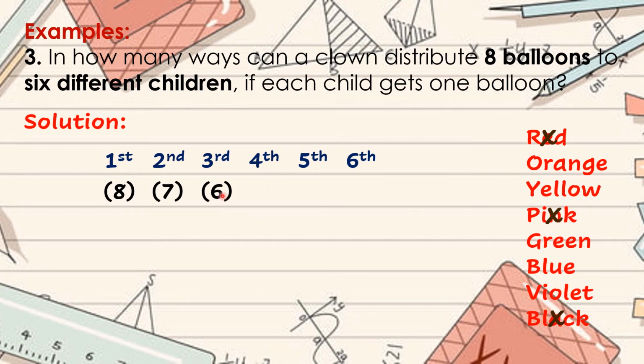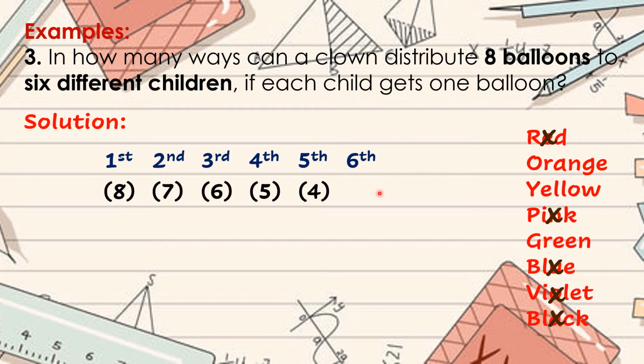Ilan na lang ang pagpipilian ni fourth child? 1, 2, 3, 4, 5. 5 balloons. And let's say, ang nakuha niya ay blue balloon. Next, for the fifth child, siya na ang mamimili, ilan na lang ang kanyang pagpipilian? Mayroon na lang siyang 4 na balloon na pagpipilian. And let's say, ang color na nakuha niya ay violet.